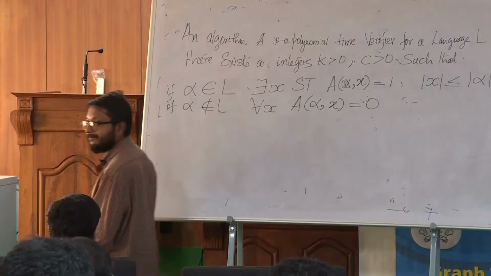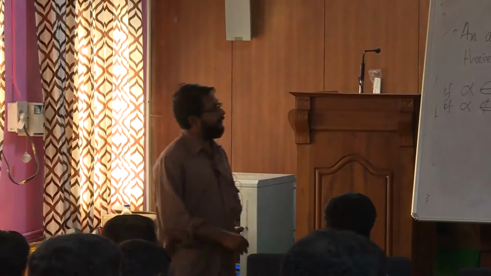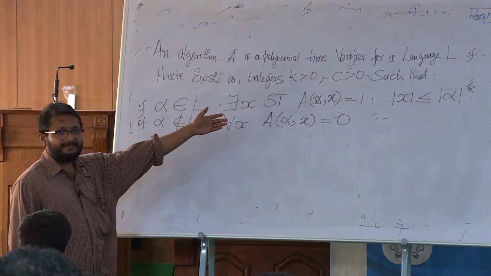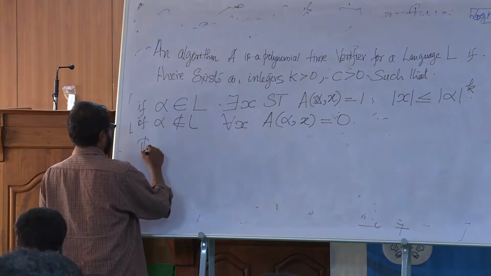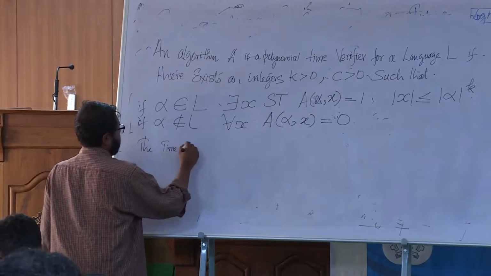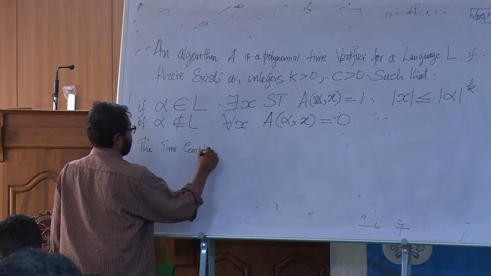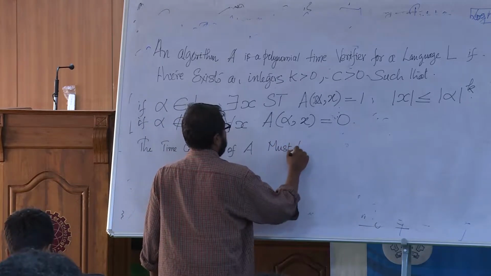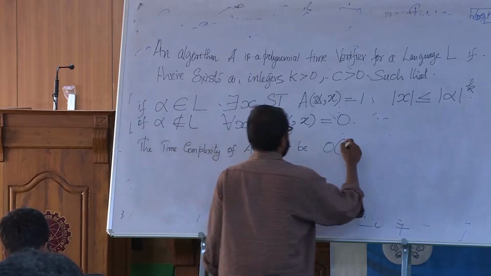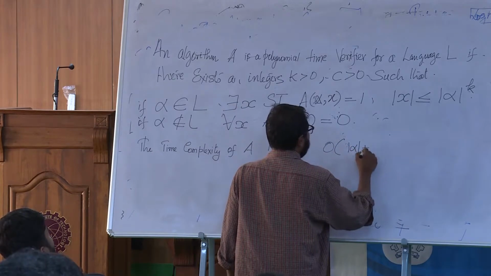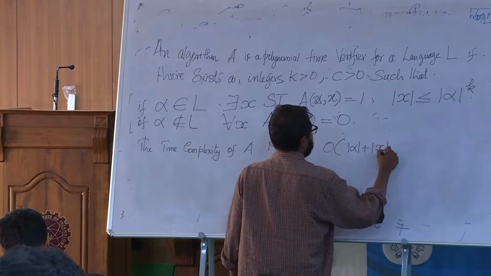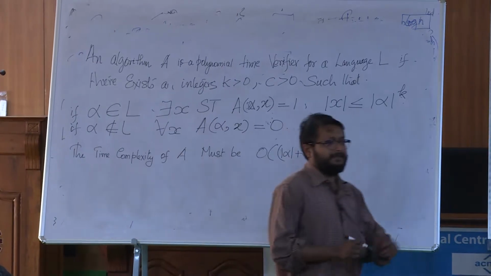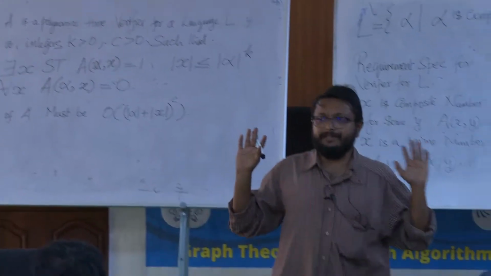Then what else? So, this is the requirement for a verifier. Where is that polynomial time coming? The time complexity of the algorithm A must be order of (length of alpha plus length of x) raised to c. So, for some constant, the running time should be bounded by some polynomial, that is all.